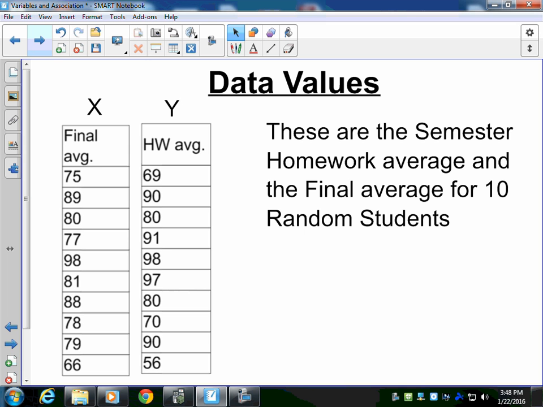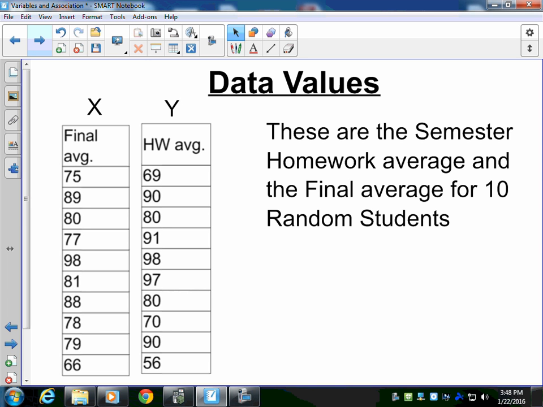Now, if we look at these two data values, this is a random sample of 10 students, semester 1, and they have their final average and their homework average. I want you to take a look at the organization of these two variables and see if it is organized properly. If you're watching at home, pause here real quick, make a decision, and then come right back.